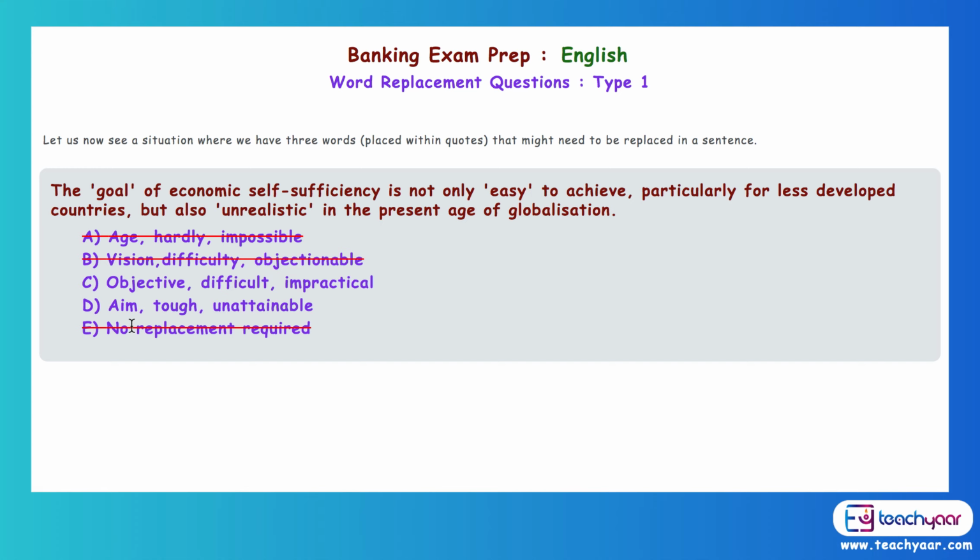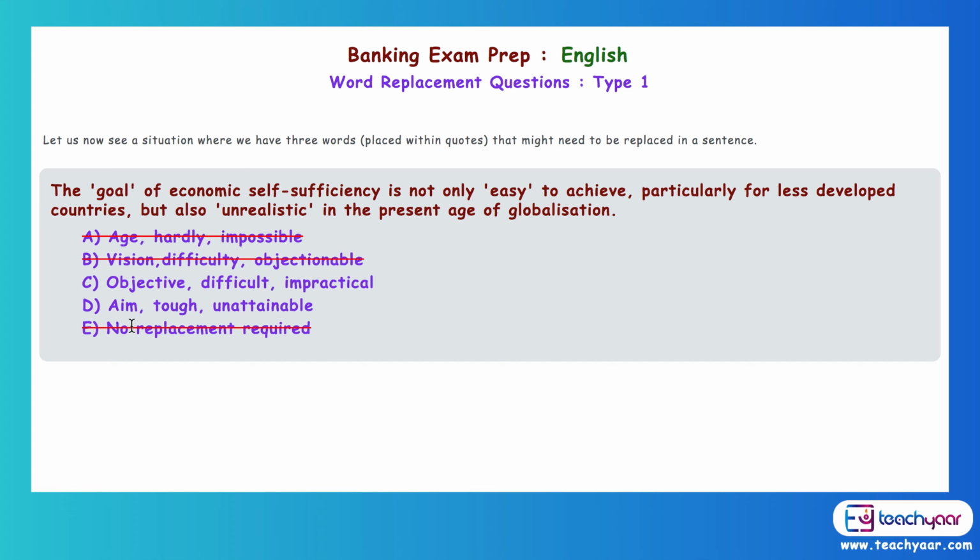Let's move on to the third word. So the goal of economic self-sufficiency is not only easy to achieve, particularly for less developed countries, but also unrealistic in the present age of globalization. Unrealistic. Now look for synonyms for this. What does option C give you? It gives you impractical. Unrealistic, impractical. Well, they mean almost the same.